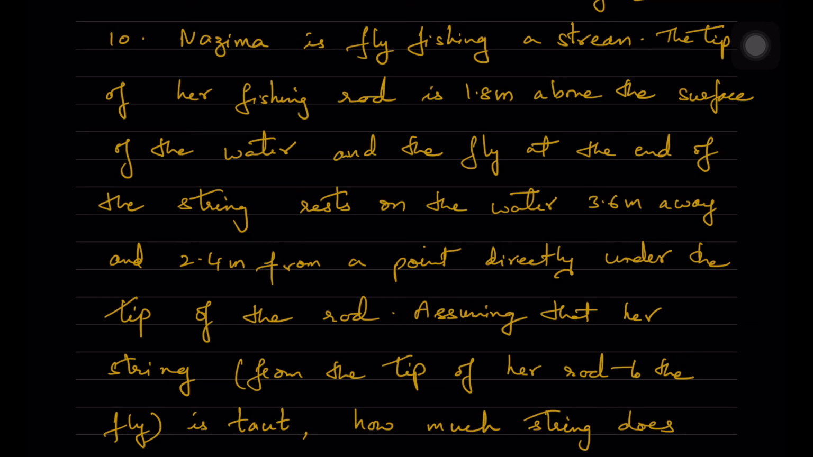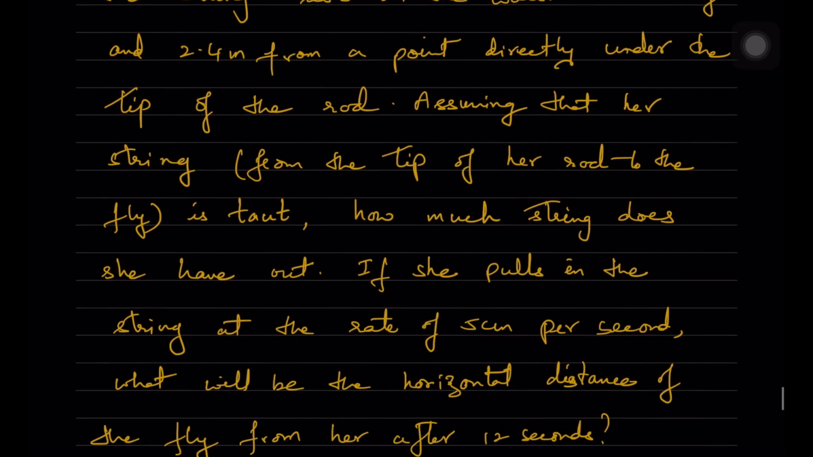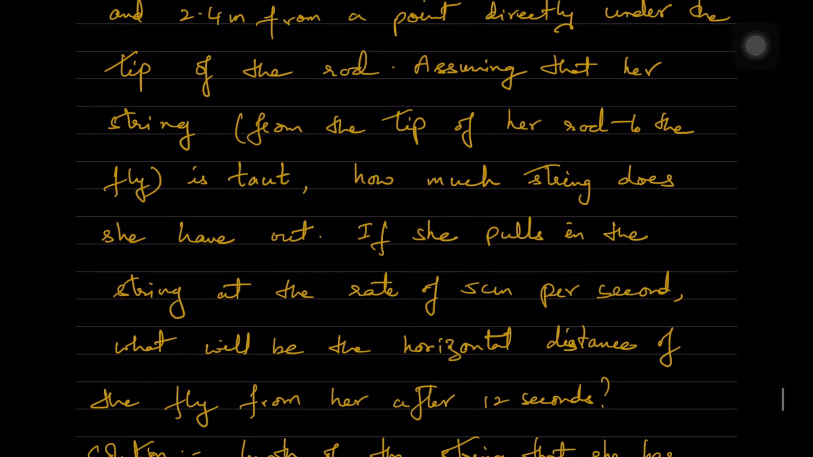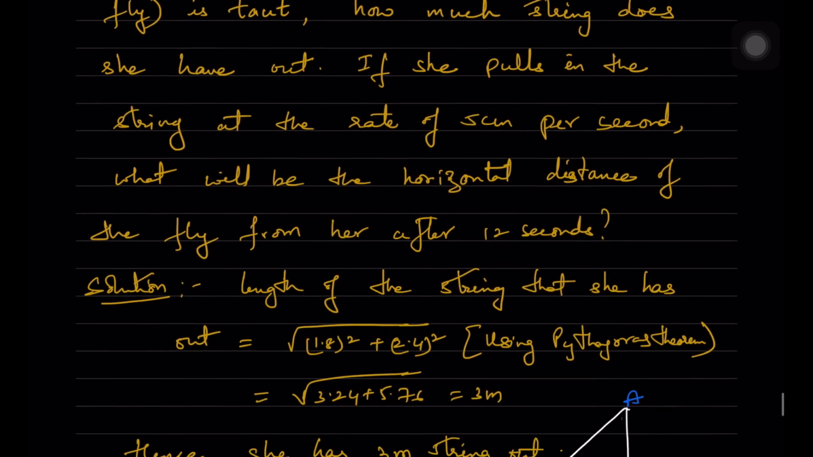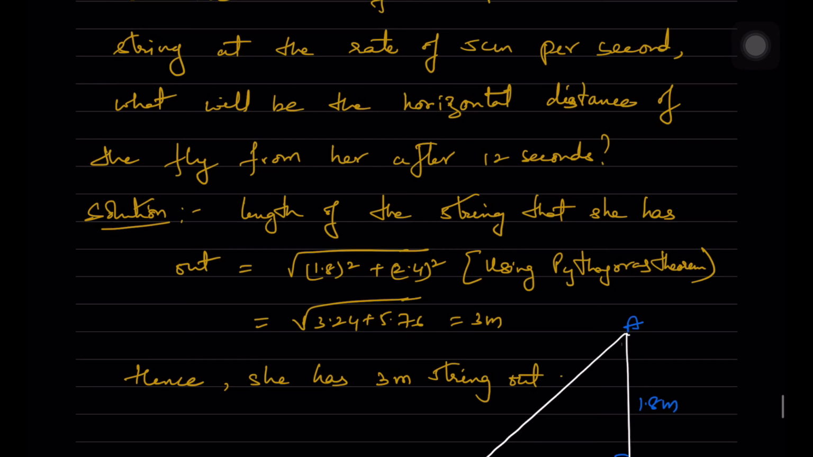The tip of a fishing rod is 1.8 meters above the surface of the water and the fly at the end of the string rests on the water 3.6 meters away and 2.4 meters from a point directly under the tip of the rod. Assuming that her string from the tip of the rod to the fly is taut, how much string does she have out if she pulls in the string at the rate of 5 centimeters per second? What will be the horizontal distance of the fly from her after 12 seconds?